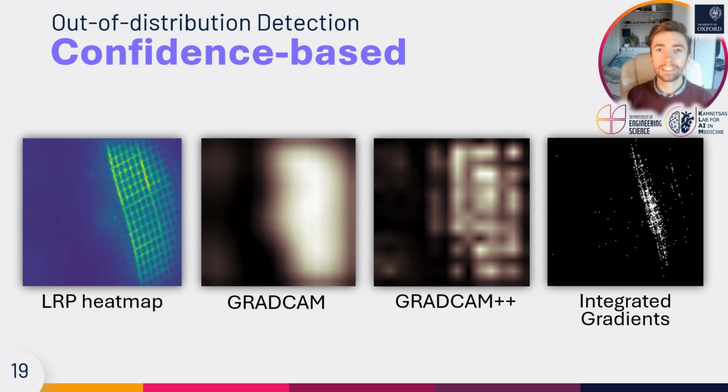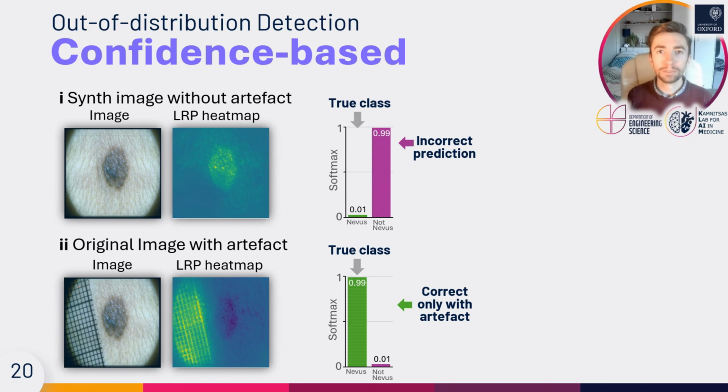We can validate this result is true by looking at other explainable AI methods. However, I'm not going to go through all of these today due to time constraints. Here's another example where again we have the image without the artifact on top and the image with the artifact on the bottom. However, we have the opposite case here. The model's prediction is incorrect without the artifact, and the model is only correct with the artifact. And again, note this is a high confidence prediction.